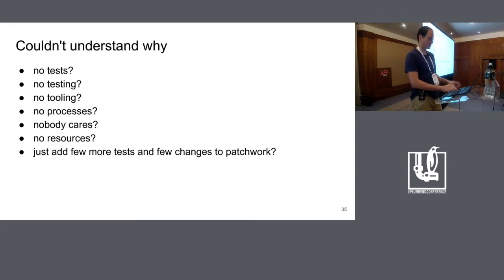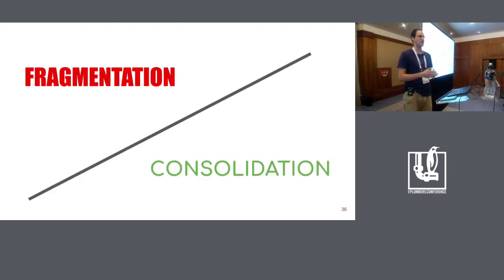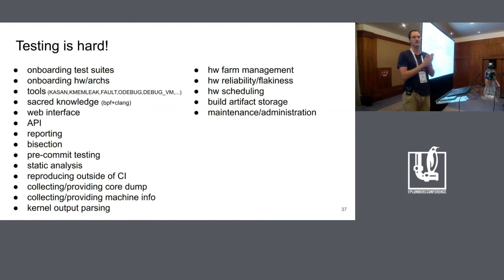And then I started realizing that maybe the problem is fragmentation. And by fragmentation, I mean multiple efforts to do the same things, multiple solutions to the same problem, lots of them not isolated, not talking to each other. And the opposite of that would be consolidation. That's when we have a single solution to a single problem, a single effort to solve a single problem. So let's look at how it affects testing, for example.